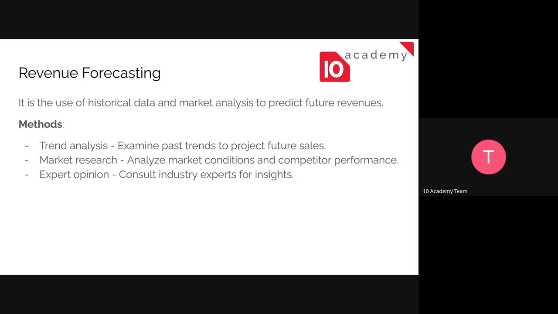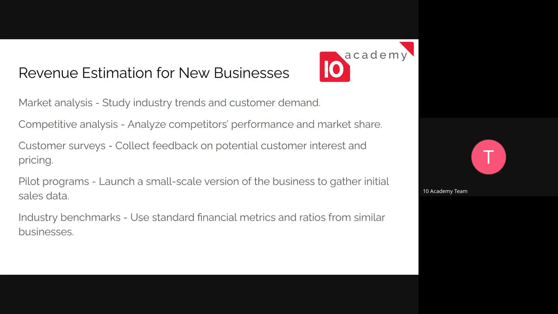These multiplied give you your revenue. Revenue is just income. It's not net income or anything. It's just the income that you get from selling your products or service. If it is a new business, revenue estimation could be managed through market analysis, which you are doing right now, plus competitive analysis by analyzing your competitors' performance and market share, and customer survey. You can collect feedback.